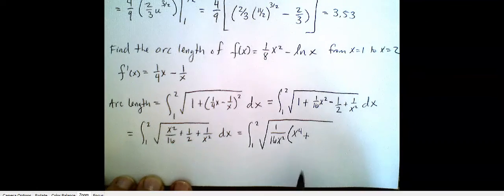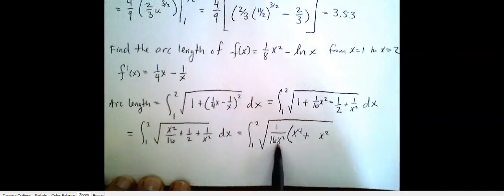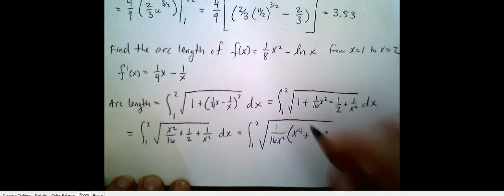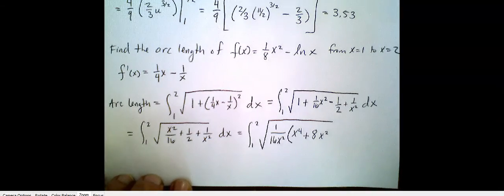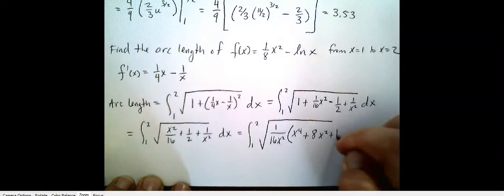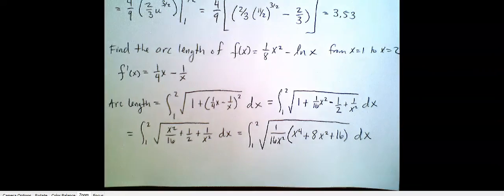Plus, now let's see here. What do I multiply to get 1/2? It'd have to have an x squared in it, right? Because that's going to cancel. And then we want to make a 2 down at the bottom, so we would have to have an 8 right here. And then what do I multiply 1 over 16x squared by to get 1 over x squared? That would be 16.